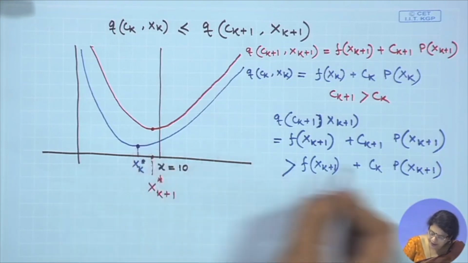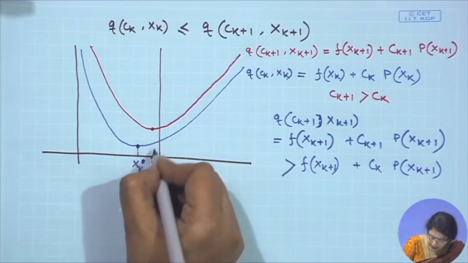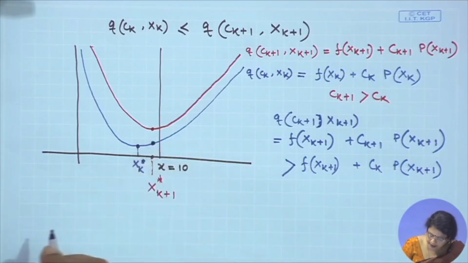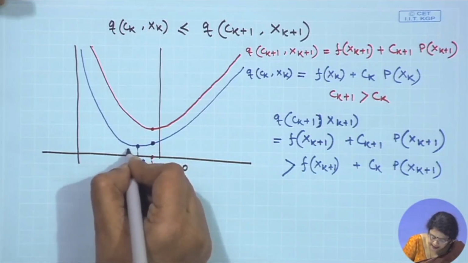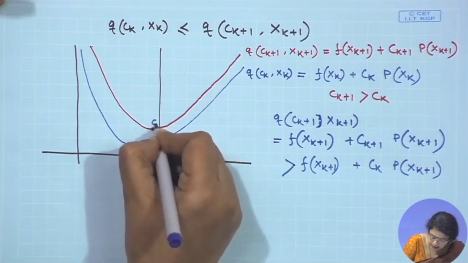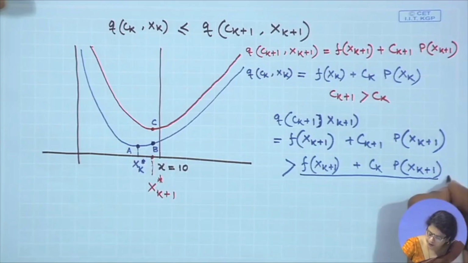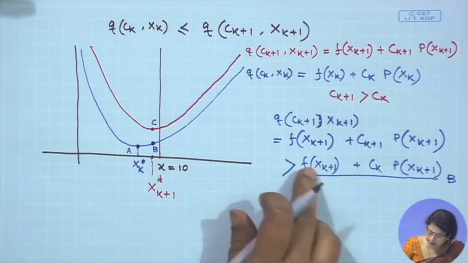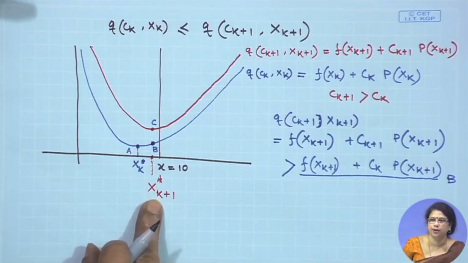Look at this value in the graph. Where is the value of this one? We are getting the value at, this one is the value. If I consider this as A, this as B, this as C, then B corresponds to this value. Just consider instead of star, this is x_{k+1}. Clear?